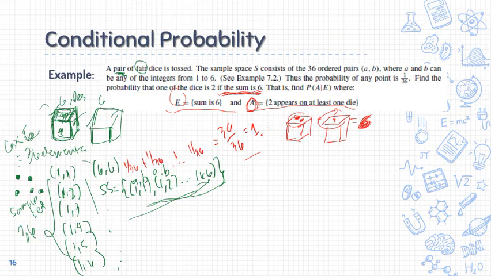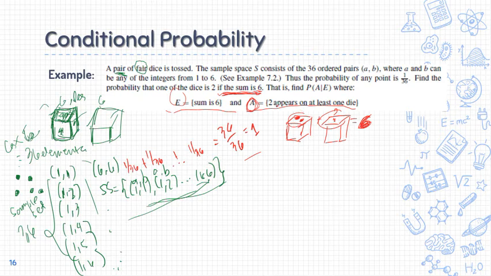Okay, for example, gihatagan ta ka og balay nga dako. Unsa may probability nga nasa taas ang imuhang bag? So, ang gihatagan nga balay nga dako kay given. The next is, unsa nga event ang gipangita? In this case, find the probability that one of the dice is 2, given that the sum is 6. Unsa may probability nga 2 ang isa?